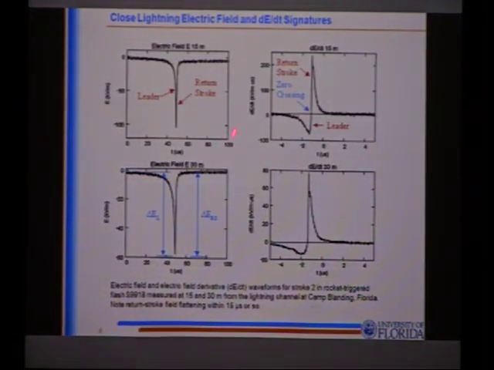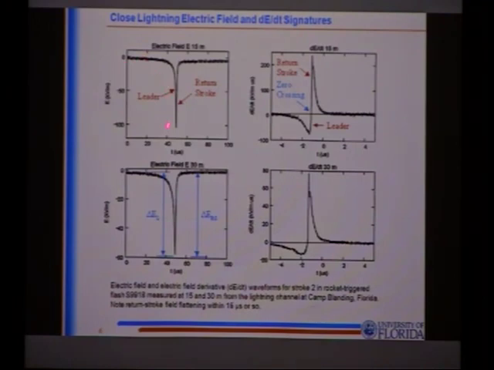There are 4 panels here. The two on the left show electric fields measured at 15 meters and 30 meters from the lightning channel. And the time scale is 100 microseconds in each case. On the right, the two panels show the corresponding electric field derivative, also at 15 meters and 30 meters. All four waveforms are for the same lightning flash.